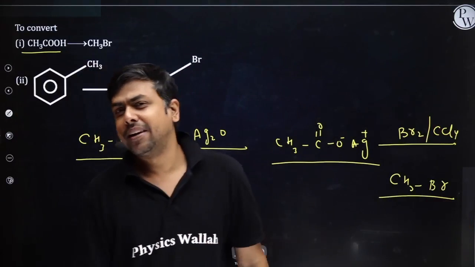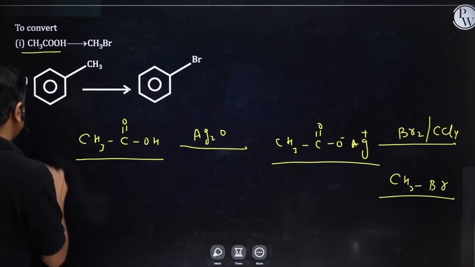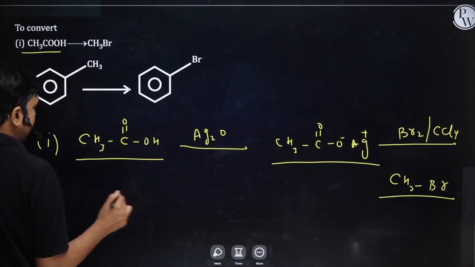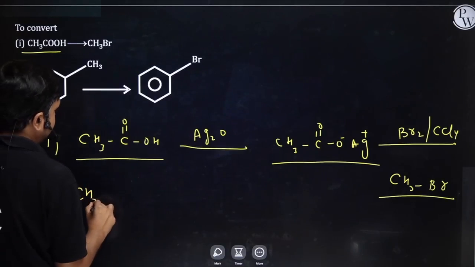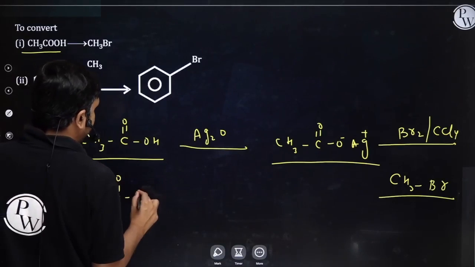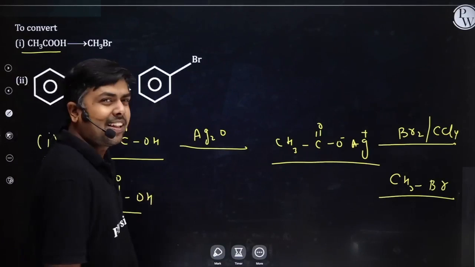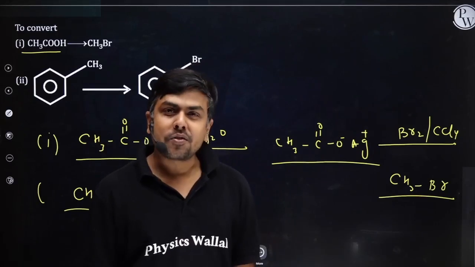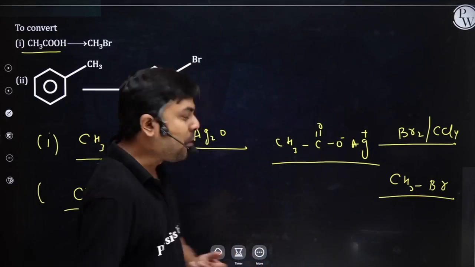This is one of the methods through which we can convert acetic acid to CH3Br. We have one more method through which we can do this conversion. I'm given same acetic acid CH3C double bond OOH. Can I use soda lime? What will the soda lime do? Decarboxylation reaction.